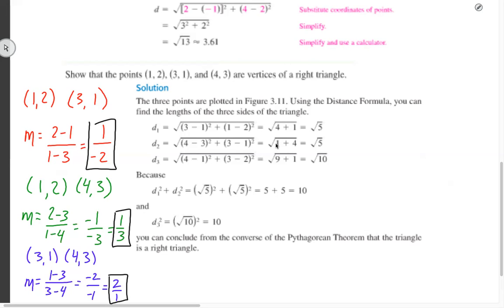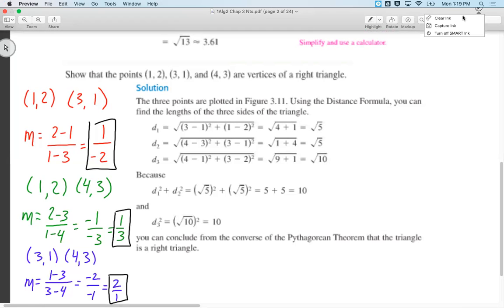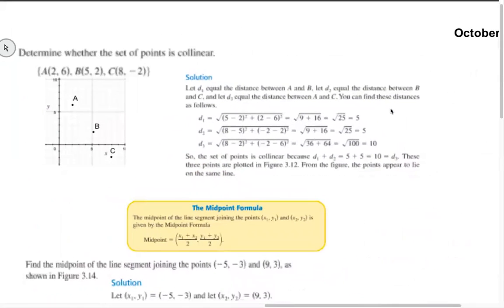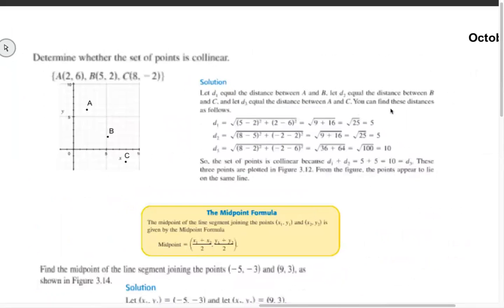A little bit harder of a problem is on the next page. Up here. Okay, they said determine whether the set of points is collinear. Well, Caitlin, can you hear me? What about Kelsey? Yes. Kelsey, what does collinear mean? They're on the same line. Yeah, you're right. They are on the same line.